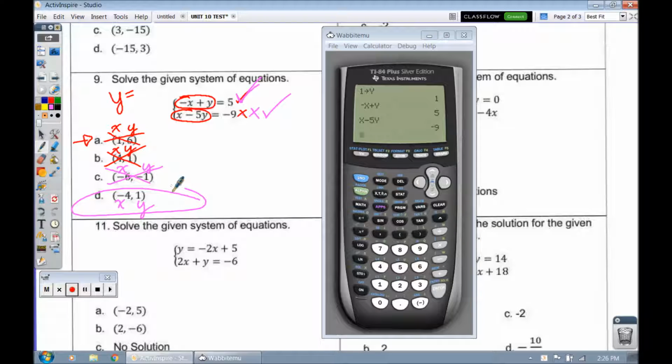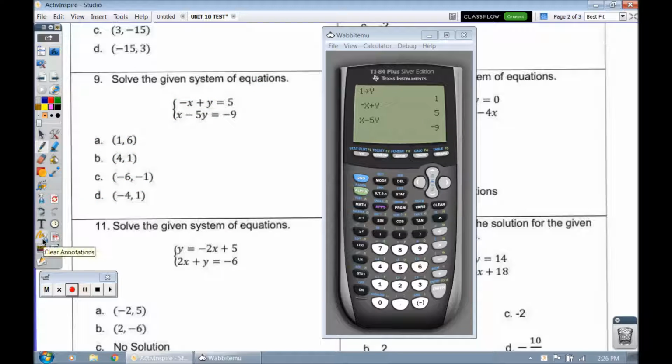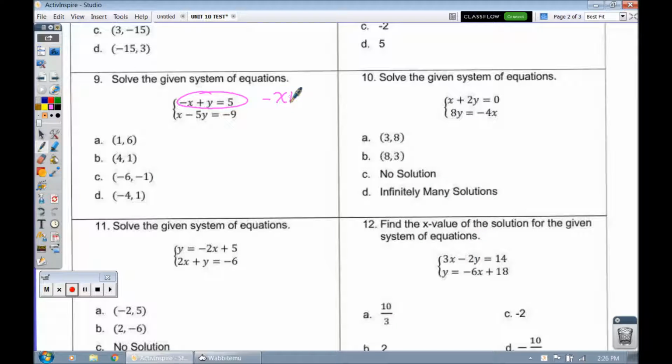Now you can do the other method, I call it the paper method, to where you could take each one of these guys here. We'll take this guy first. If I have, let's move this calculator over. Negative x plus y equals 5. Split it up and move the negative x. That's positive, positive. Y equals x plus 5. We'll put that guy in our little cloud.